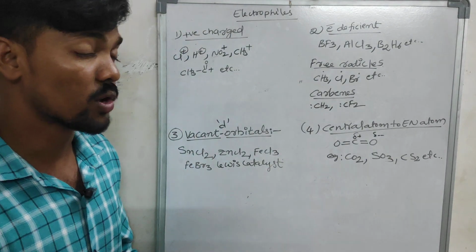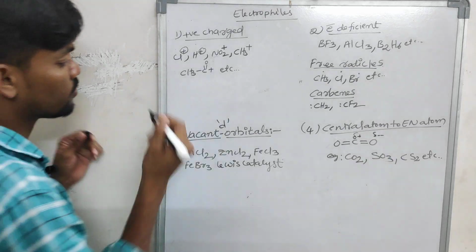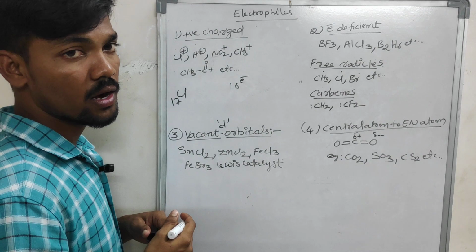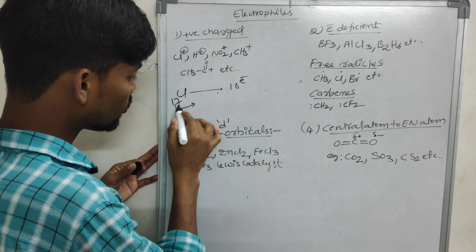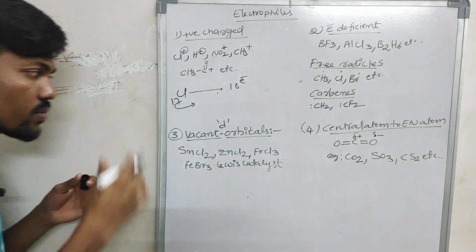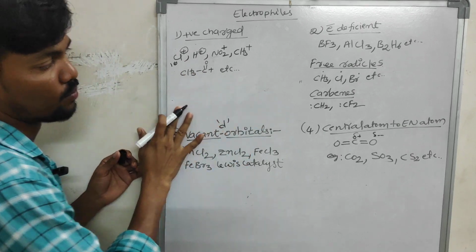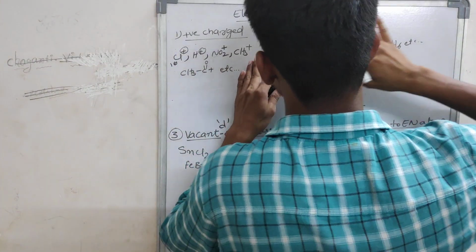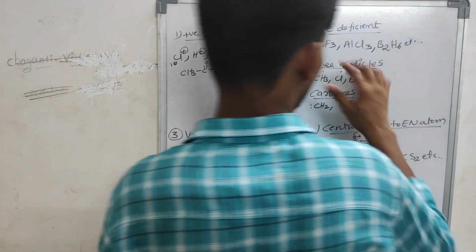Positive charge means an electron is lost, so first of all it is an electron deficient compound. Chlorine's atomic number is 17. If it gets 18 electrons, it attains the electronic configuration of argon. It needs one electron, but here one is lost, so Cl+ has 16 electrons. That means it is an electron deficient compound. H+, NO2+, all positive charge species are electron deficient compounds, and those are electrophiles. Coming to this group, I will show you how to find electron deficient compounds.